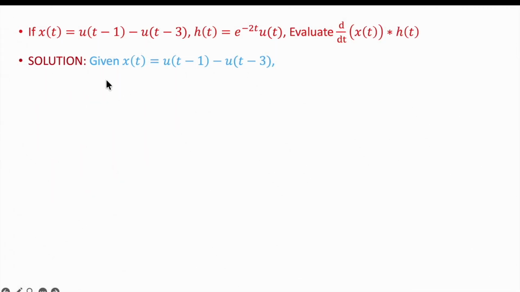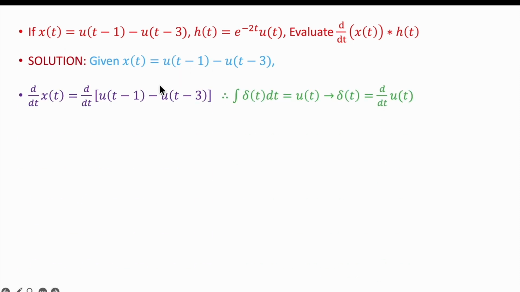For this solution, what is given: x(t) and h(t)? First you need to take the derivative. If you see the evaluation, you can see that there are two parts. The first part is the derivative of the x(t) and the second part is the convolution with the h(t). We will first solve the first part, the derivative of x(t).